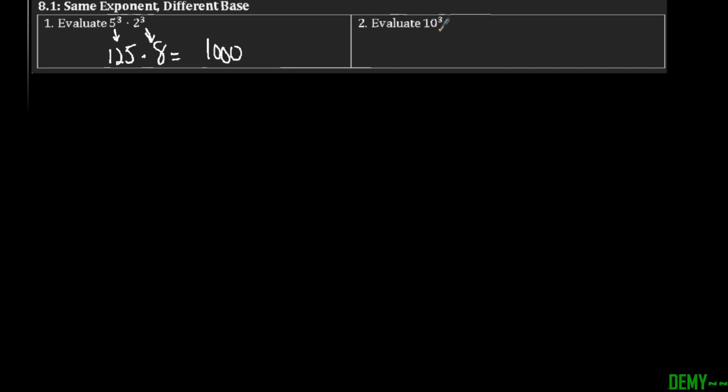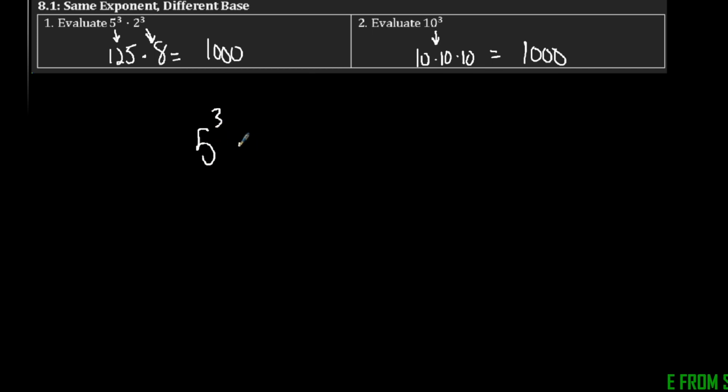Then I can say if I evaluate 10 to the third power, I can expand it out, and that's the same as 10 times 10 times 10, which is the same as 1,000, because if I count out the zeros, I have 3 zeros. So both of those are going to be the same, even though they look different. And if you notice, 5 to the third power times 2 to the third power have the same exponents, but they have a different base.